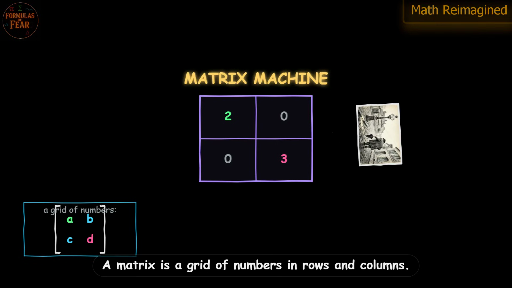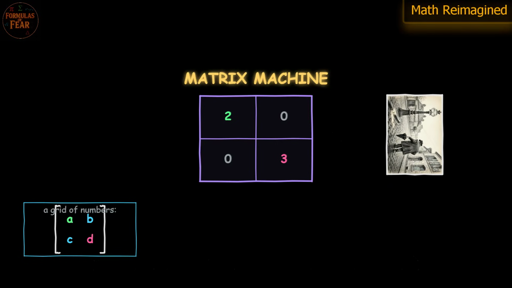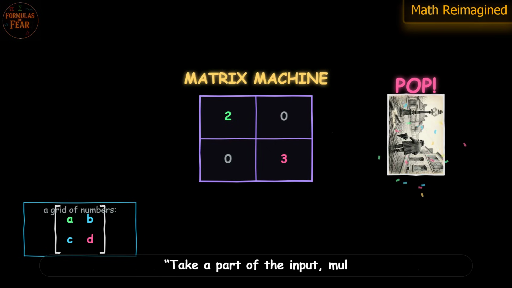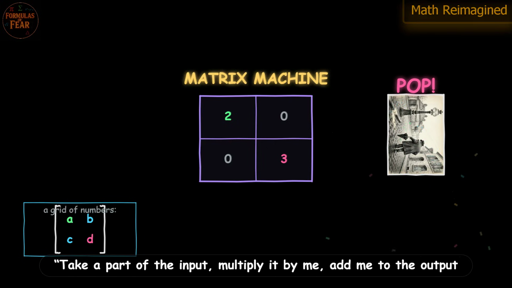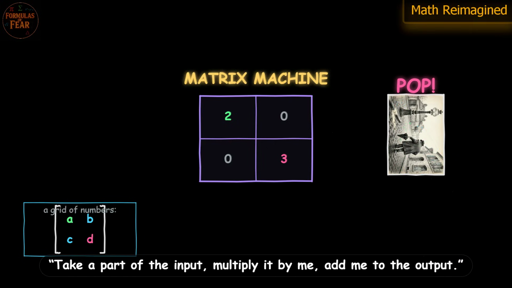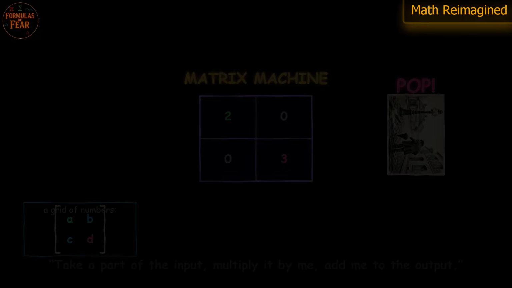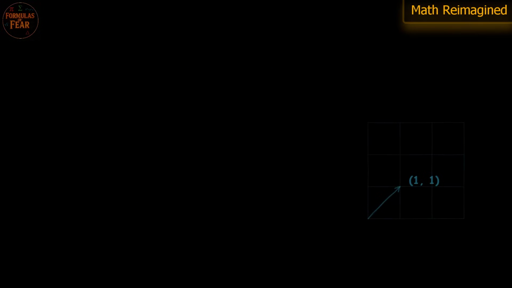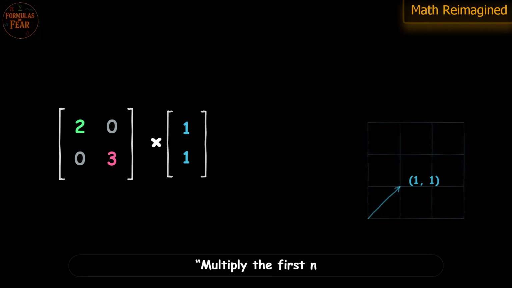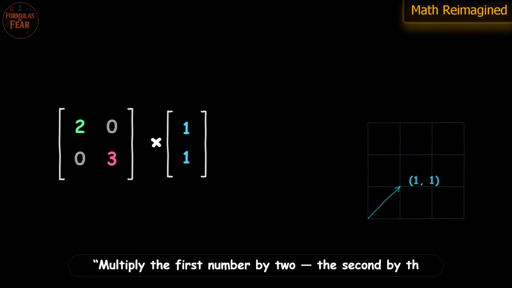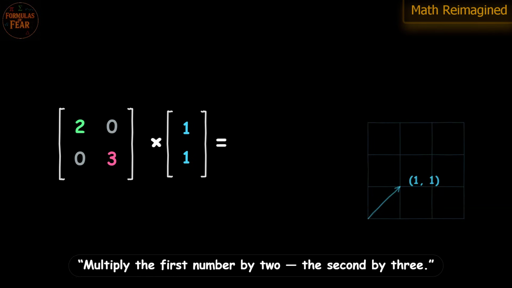But don't look at it as a boring table. Look at it as a cooking recipe. Every number in the matrix tells you, take a part of the input, multiply it by me, and add me to the output. Let's try it together. If we input the vector 1, 1 into a matrix that says multiply the first number by 2 and the second number by 3, what comes out? The vector 2, 3 comes out.